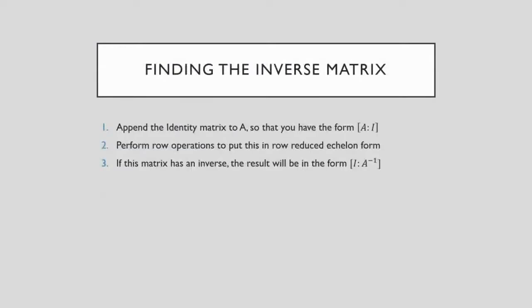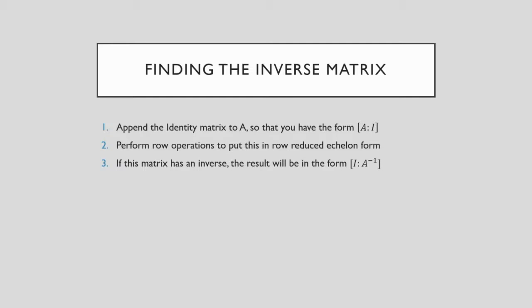So here are the steps for finding an inverse matrix. You have some matrix A, you write your matrix A, and then after it, you write the identity matrix. Then you perform row operations. Your goal is to do Gauss-Jordan elimination to put it in reduced row echelon form, where you have ones all along the diagonal. When you do that, if it has an inverse, you'll end up with the identity matrix on the left side, and the matrix on the right side is going to be the inverse.